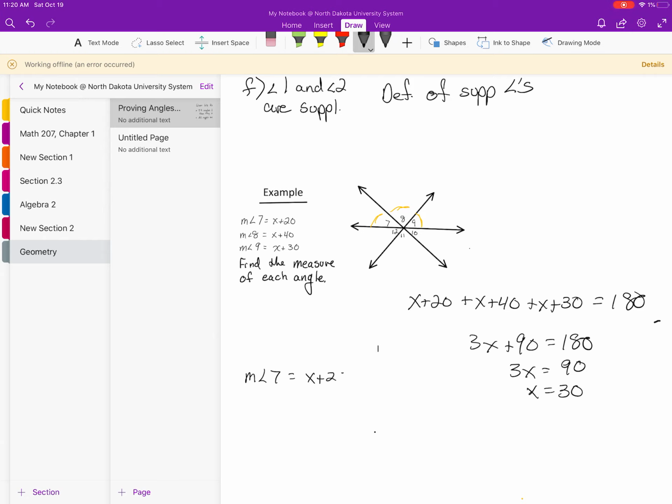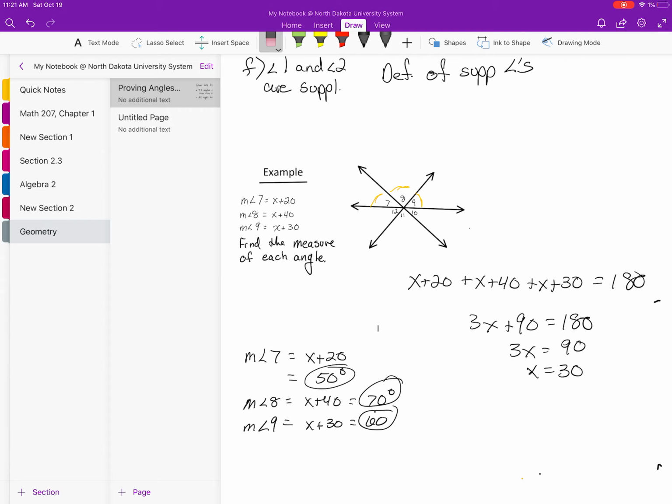Measure of angle 7 equals x plus 20. That equals 50 degrees. Measure of angle 8 equals x plus 40. That's 70 degrees. Measure of angle 9 equals x plus 30, and that's 60 degrees. And these numbers had better add up to 180. Let's see, 60 plus 70 is 130 plus 50 degrees is 180. Boom, done. However, the question asks us to find each angle.